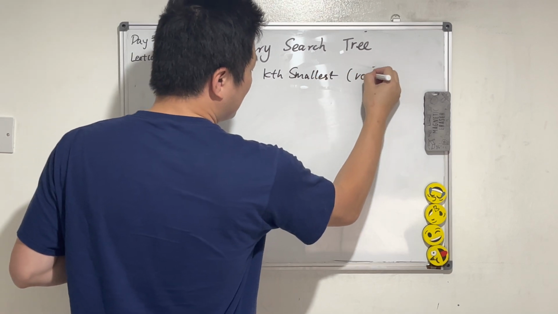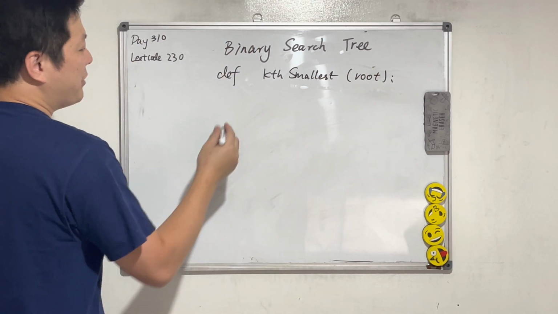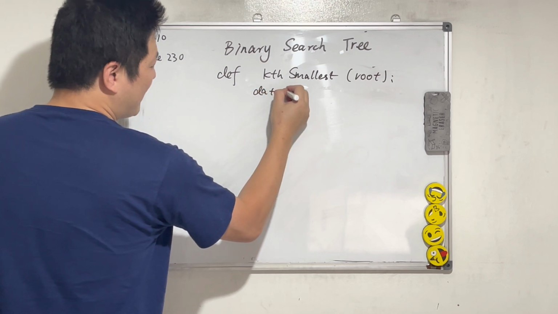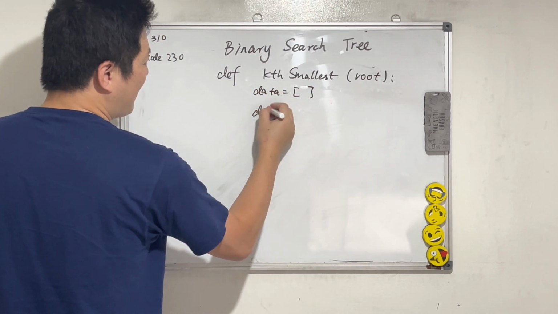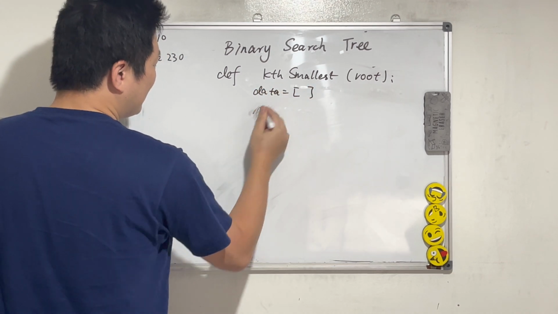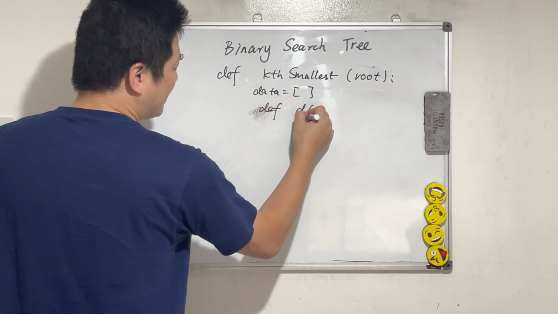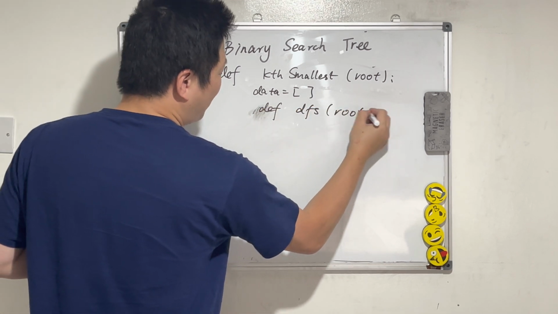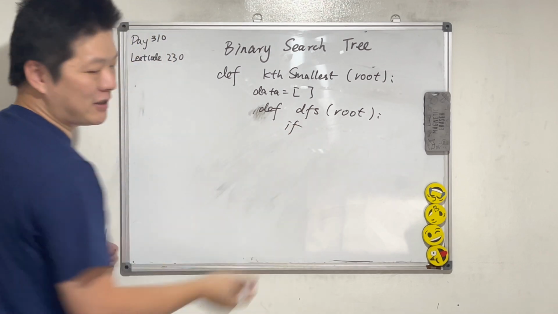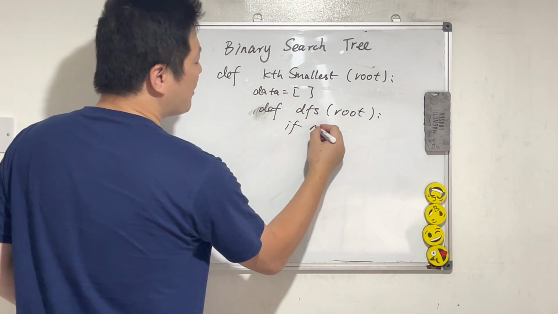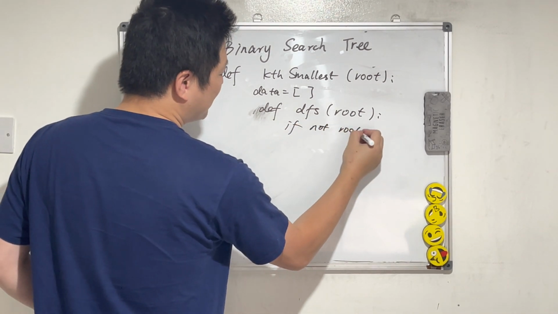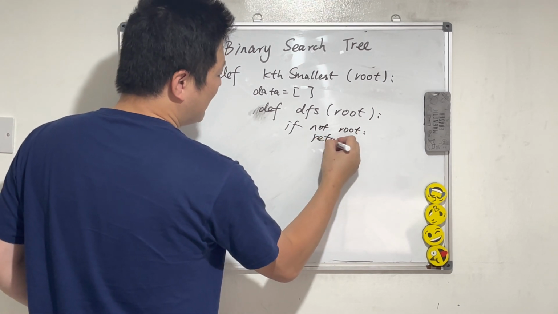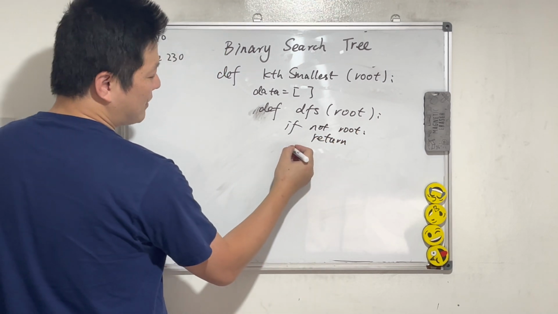And then root. Usually we put this in the data. We do this define DFS search with root. First of all, check this. It's very simple, very template: if not root, we just return, return nothing.